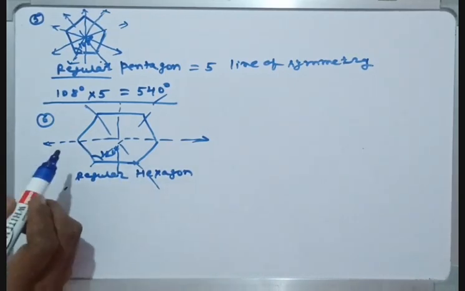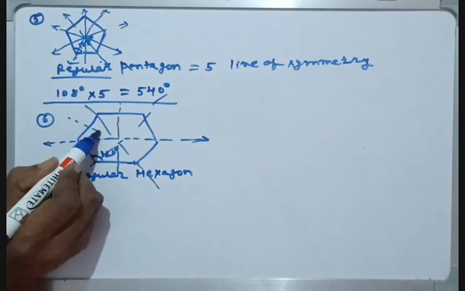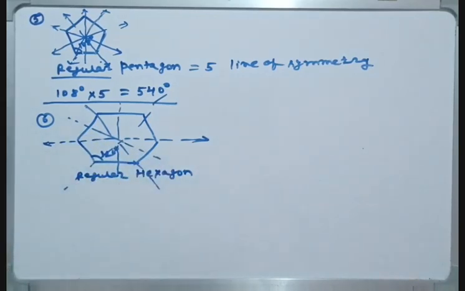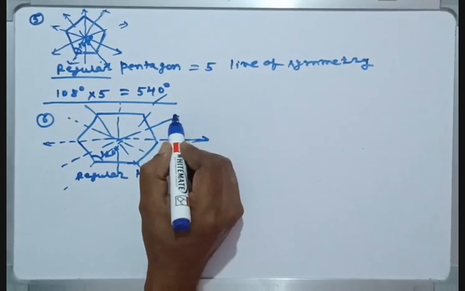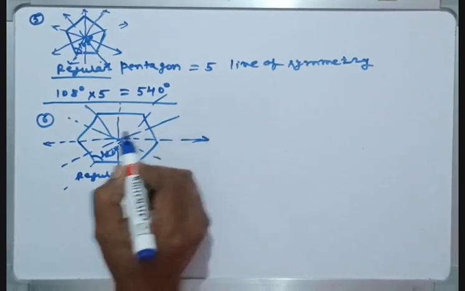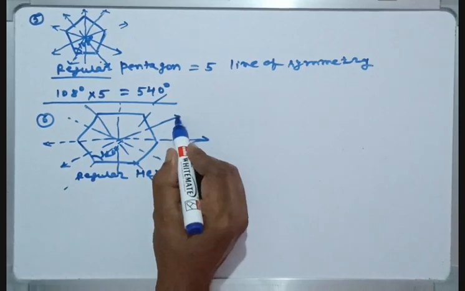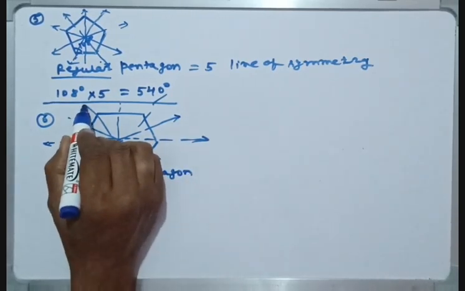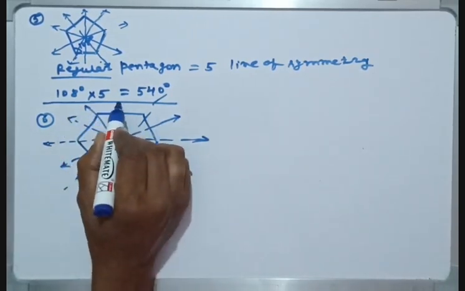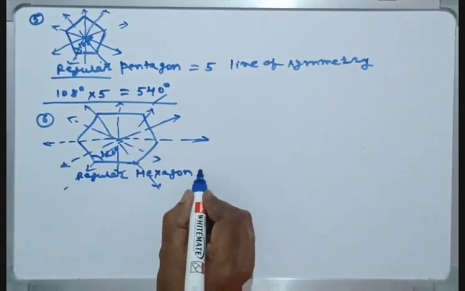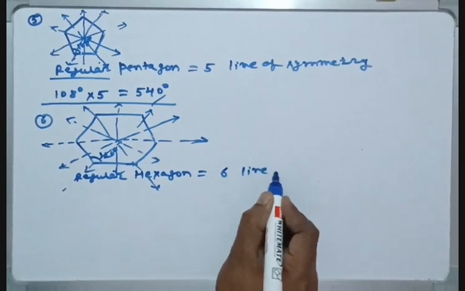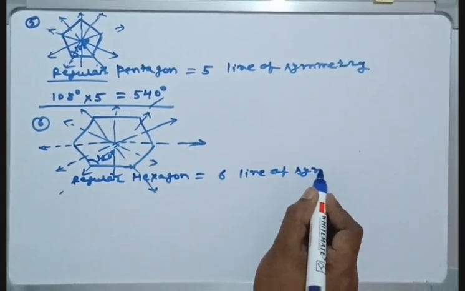Now see, this one is the fifth one, and this one is the sixth one. As we are talking about an imaginary line, you must put an arrow at both ends of the line. Okay, like this one. So this one has 6 lines of symmetry.